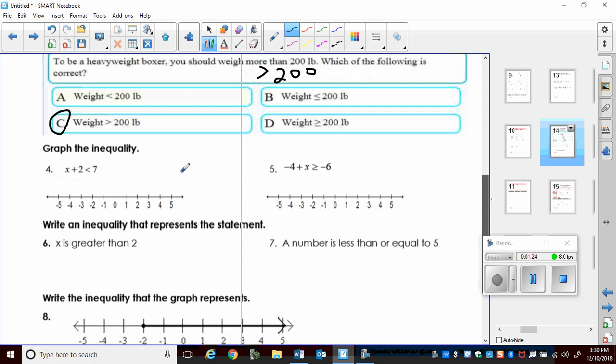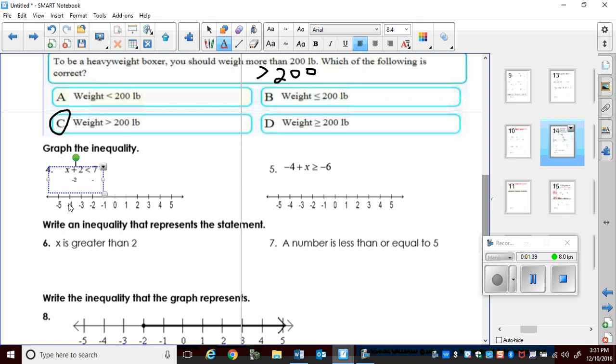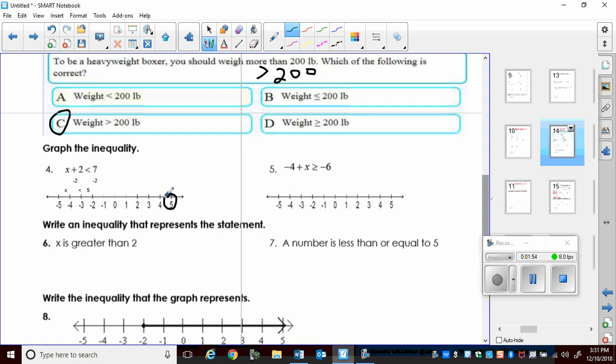For graphing this inequality, you're going to have to solve for it first. Let's set this up correctly here. You're going to subtract 2 on both sides. And what I end up with is x is less than 5. So x is less than 5. Find 5, and if it's less than, all the values less than 5 are towards the left of 5.